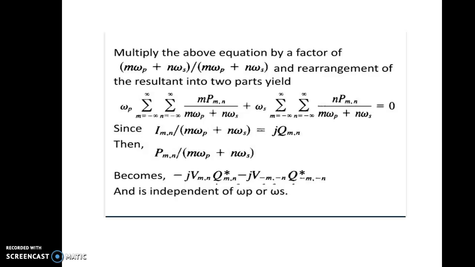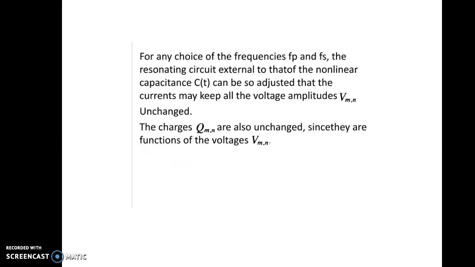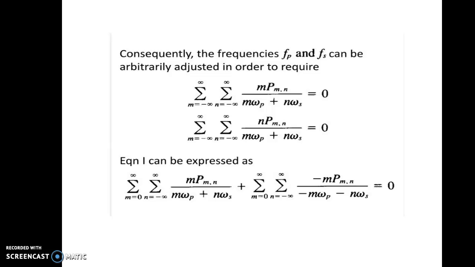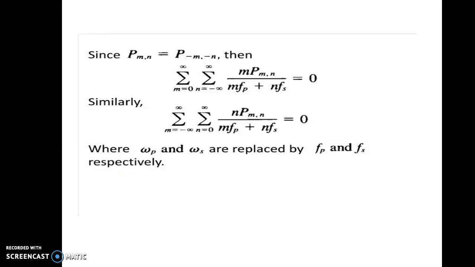So we have I of mn and P of mn also calculated. It becomes independent of omega p or omega s. For any choice of the frequencies f of p and f of s, the resulting circuit external to the non-linear capacitance can be adjusted so that the currents keep all the voltage amplitudes V of mn unchanged. So the charges are also unchanged since they are functions of voltages. Consequently, the frequencies f of p and f of s can be arbitrarily adjusted, requiring the summations of P of mn to be equal to 0, and since we know our P value, we get the summation of both, where omega p and omega s relate to f of p and f of s.